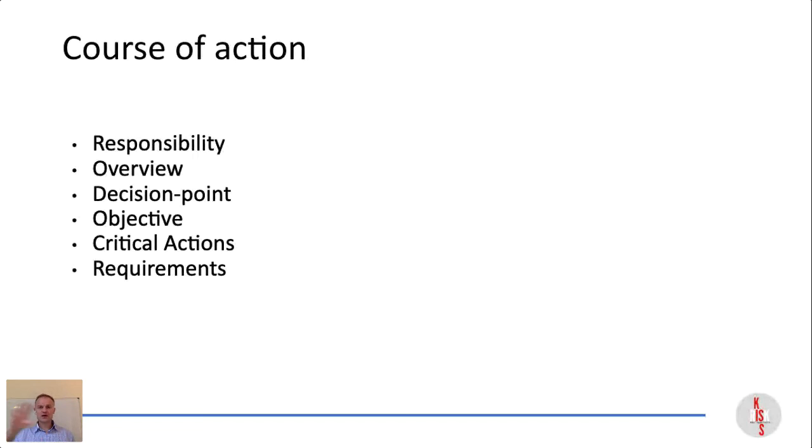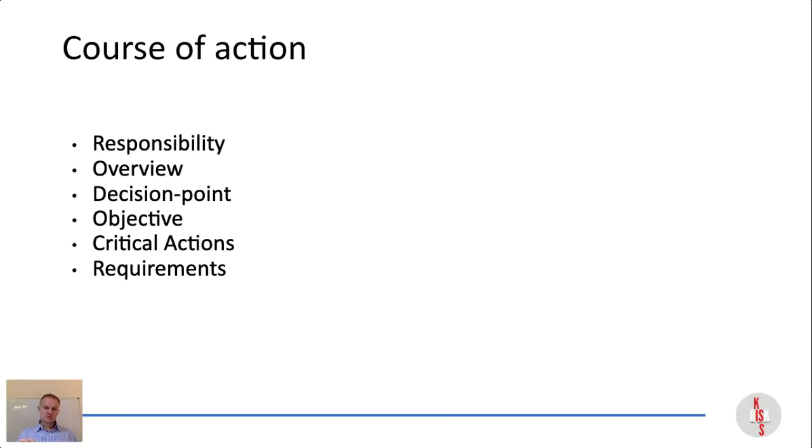Overview, just give a sort of general outline of what the course of action is. It doesn't need to be very long, but just enough so that someone reading it will understand generally what that course of action entails. So it could be shelter in place and move to telework. It could be evacuate people from the affected area. Just a short summary of what that course of action is.